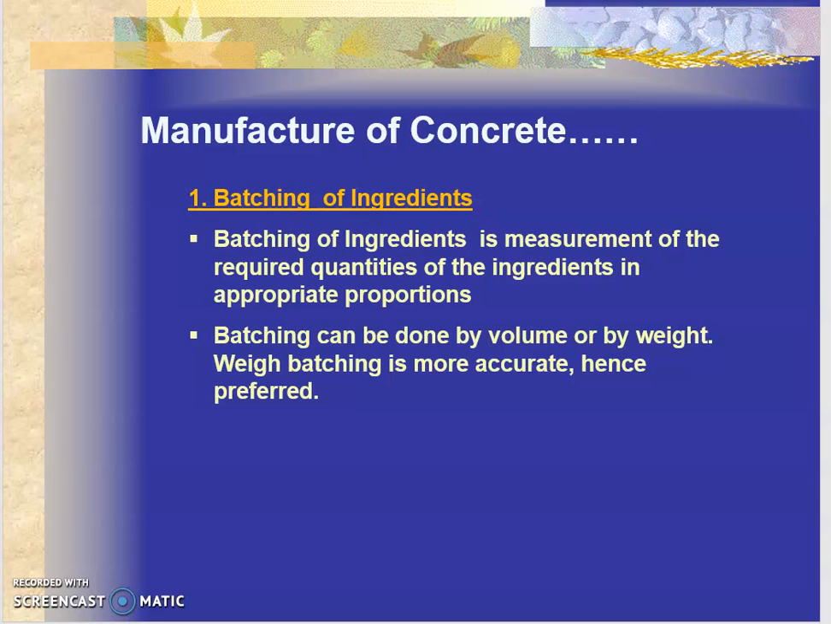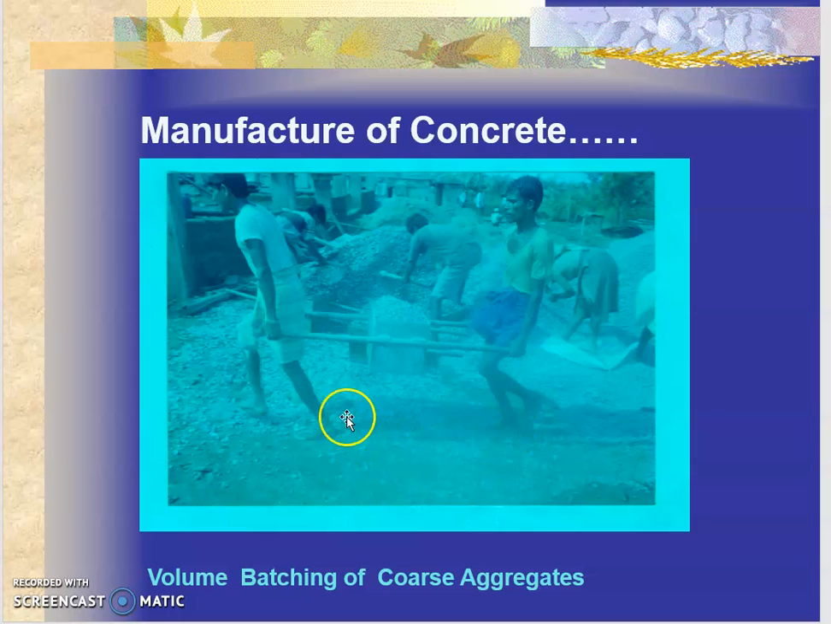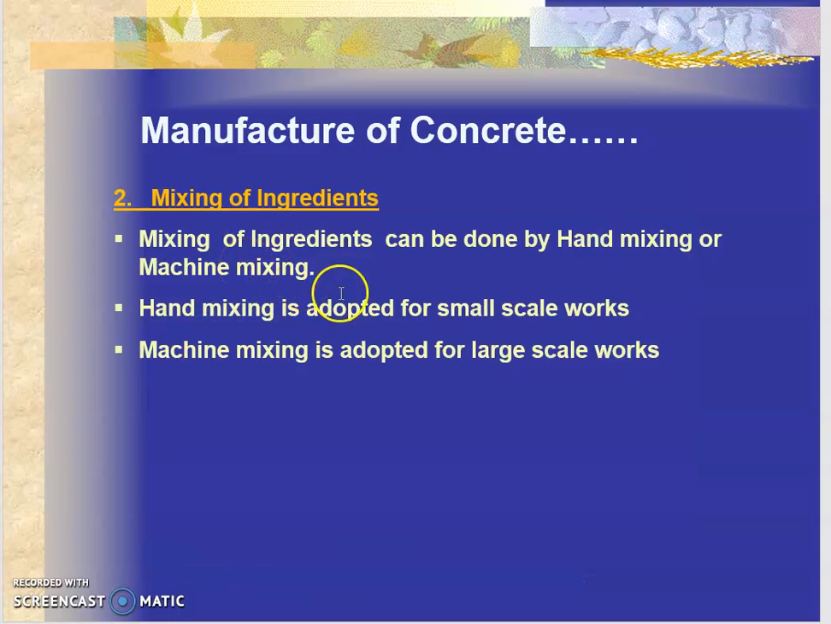The next step is mixing of ingredients. Over here in the image, what you can see is volume batching. Now here, mixing of ingredients can be done by hand mixing as well as machine mixing. If you want to go for better quality or better supervision or a work which requires better quality, then you should go for something called machine mixing. Hand mixing is usually adopted for small scale works.